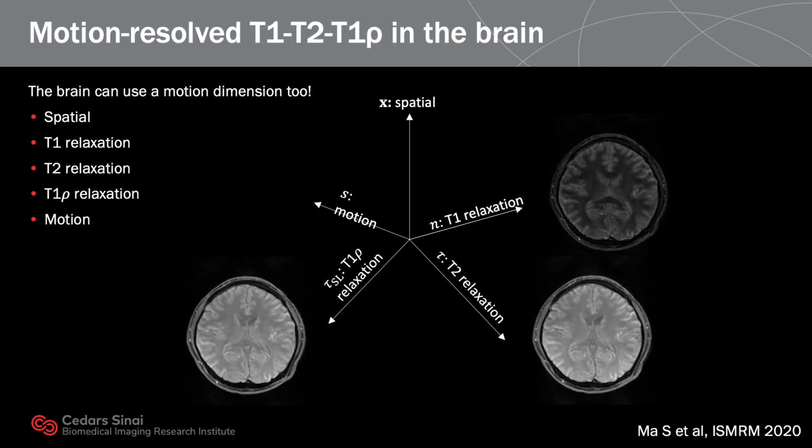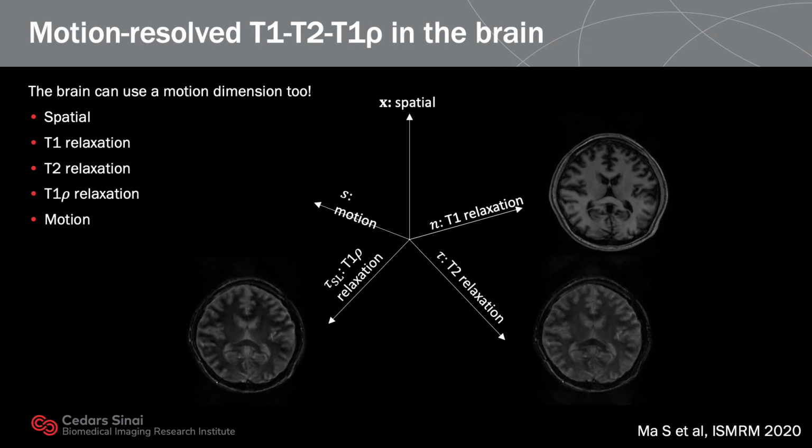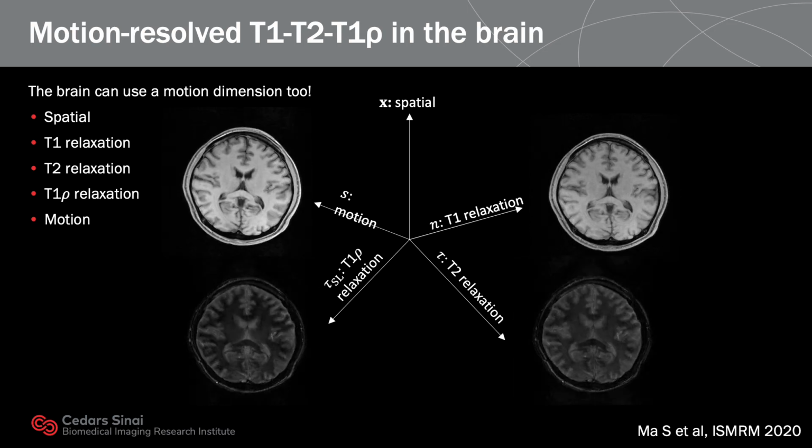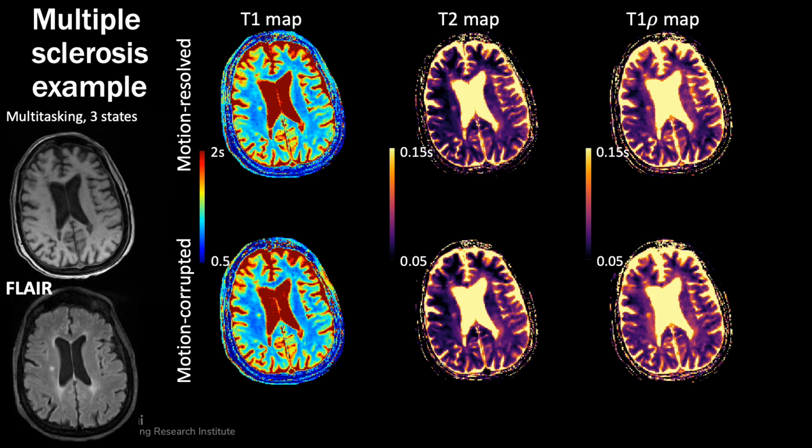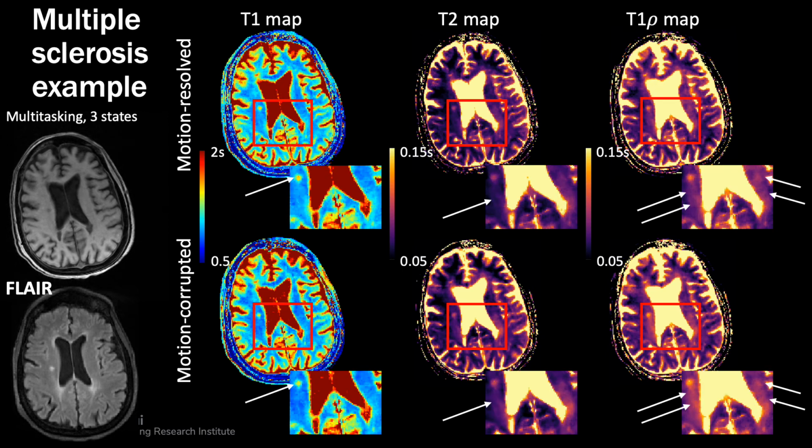By changing the diffusion preparation to T1 rho preparation, we can quantify T1, T2, and T1 rho simultaneously, and we can resolve motion. So we have 7 dimensions in this application. Here are the images acquired on an MS patient using multitasking, demonstrating the improved image quality of motion-resolved images over motion-cropped images.